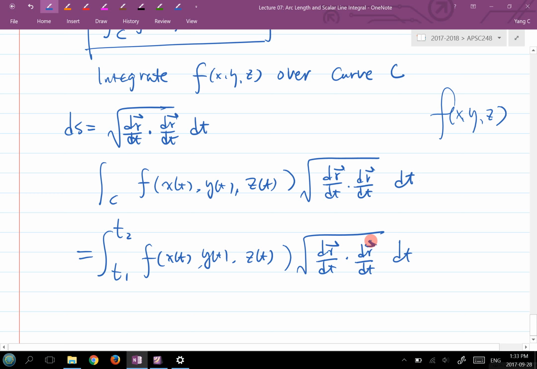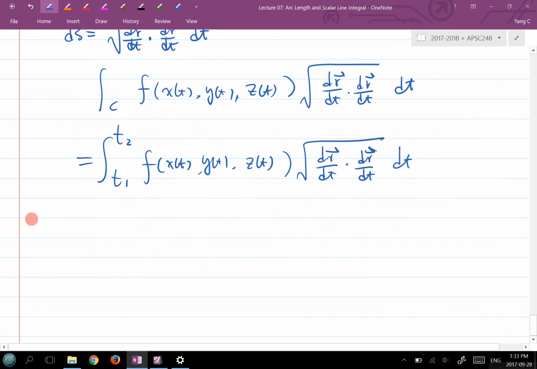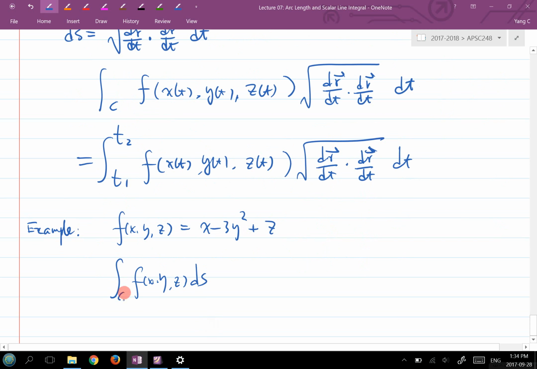Okay, so let's look at a couple of examples. I'll give you a scalar function here, and then we integrate it over a curve C. So what's the curve C? I'll draw it out here.